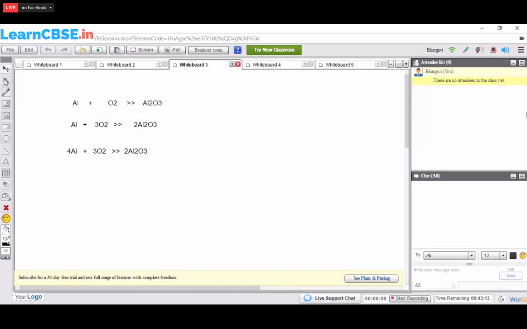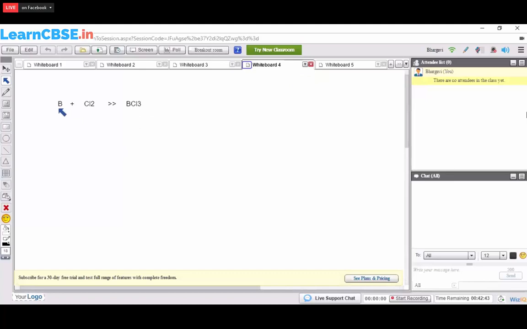So now we have to check it out. Here it is 4 Al. Here it is also 4 Al. And here 3 times 2, 6 oxygen atoms. So 2 times 3 here, it is also 6 oxygen atoms. So thus the equation is balanced. If there are two different numbers, we have to cross multiply with the reactants as well as with the products.